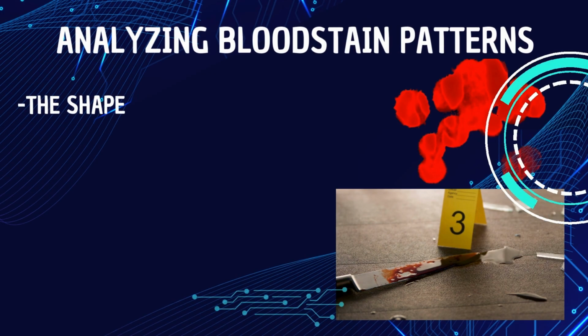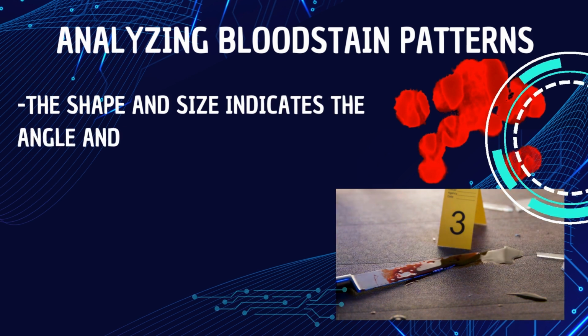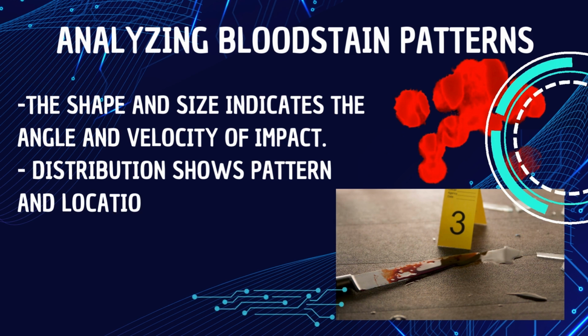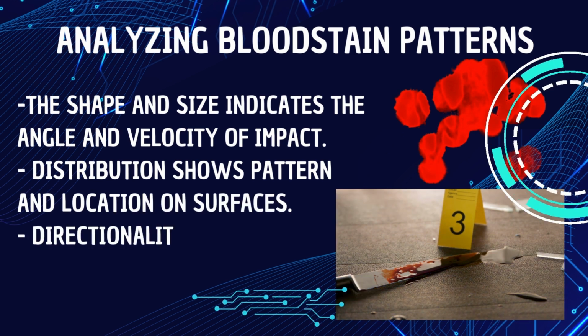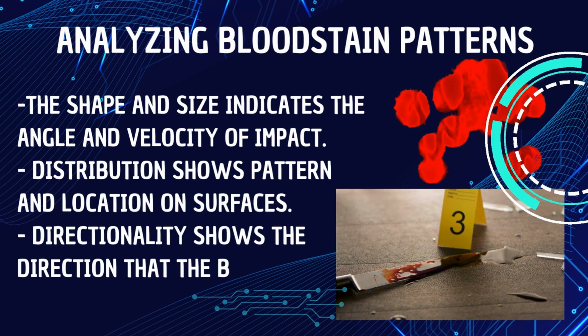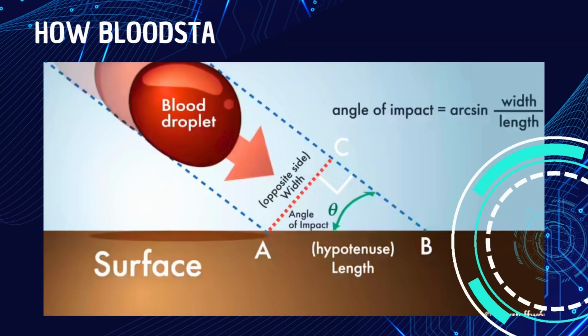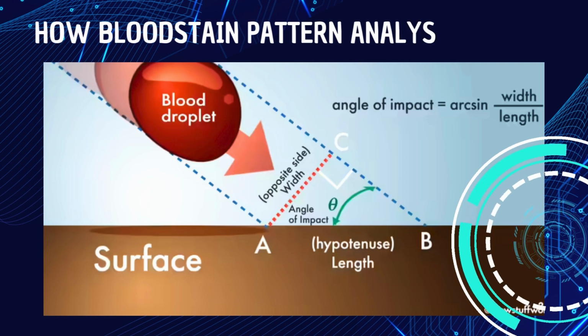Analyzing bloodstain patterns. The shape and size indicate the angle and velocity of impact. Distribution shows pattern and location on surfaces. Directionality shows the direction that the blood traveled. How bloodstain pattern analysis works.